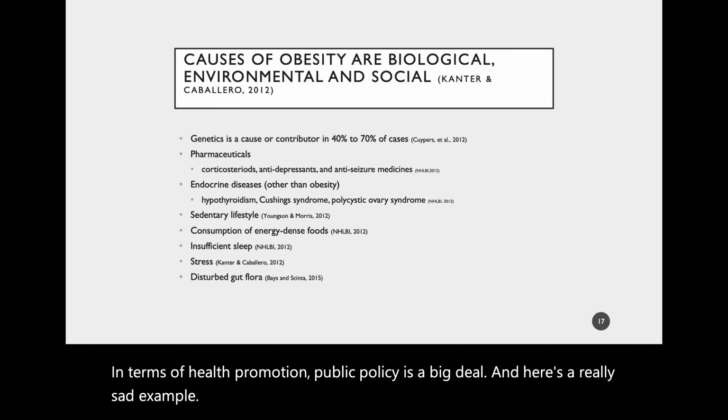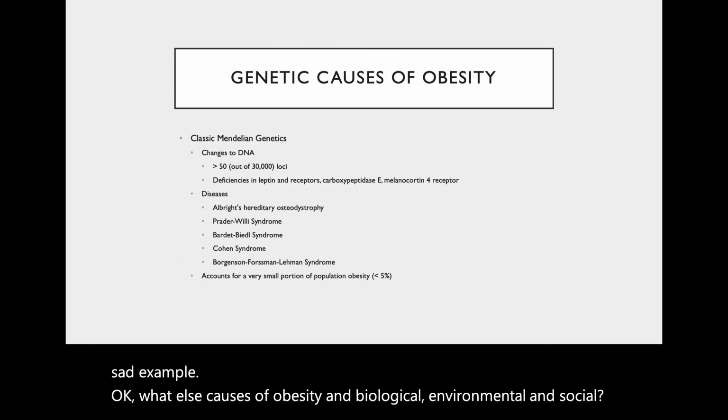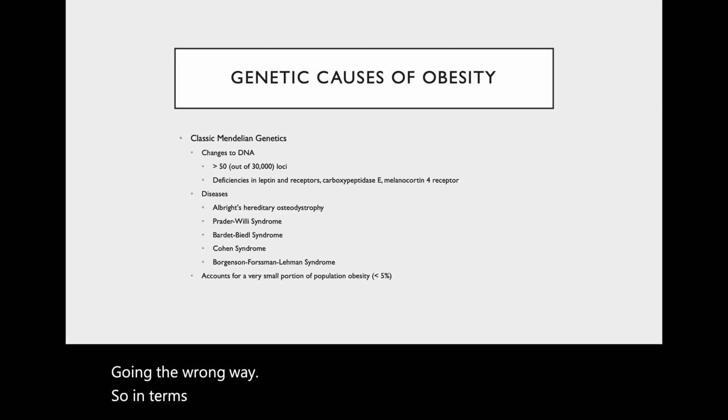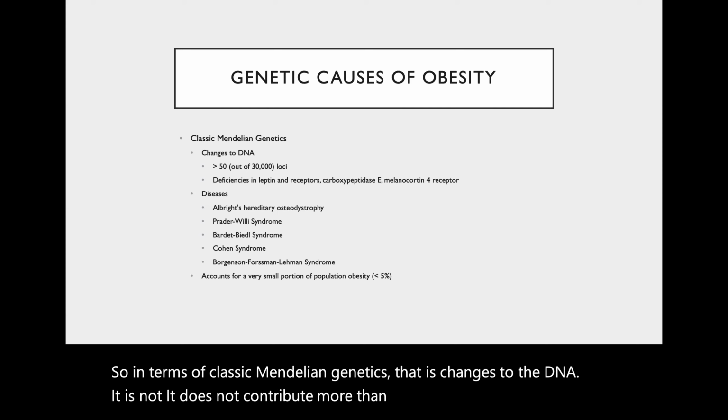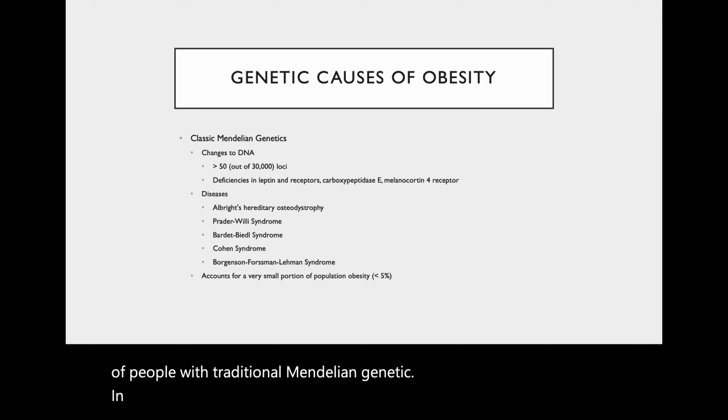Okay, what else? Causes of obesity: biological, environmental, and social. Going the wrong way. So in terms of classic Mendelian genetics, that is changes to the DNA, it does not contribute more than about 5%. A very small portion of people with traditional Mendelian genetic inheritance have problems with weight control.